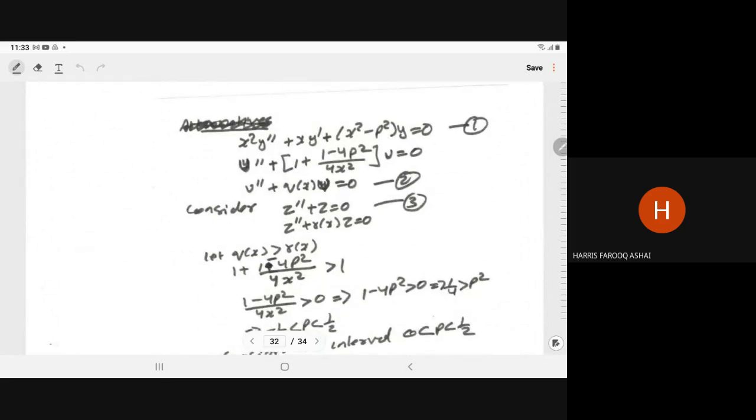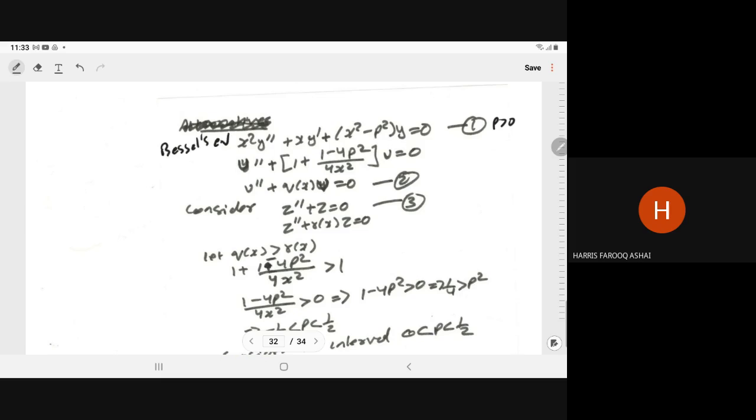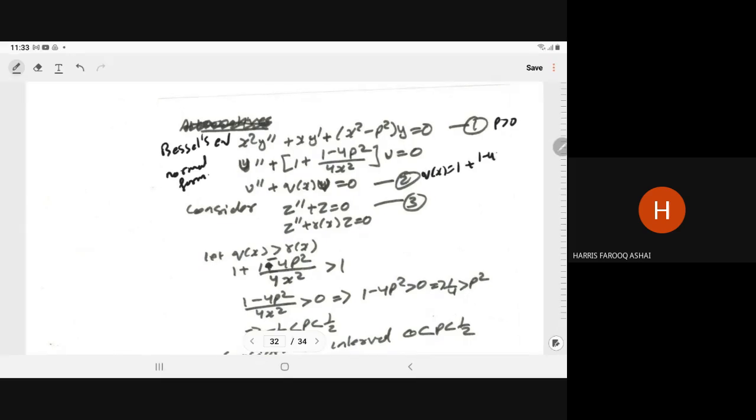We prove this by contradiction. Let us have the Bessel equation x squared y double dash plus x y dash plus (x squared minus p squared) y equal to 0, where p is greater than 0. This is Bessel's equation, and its normal form we have already derived, so I am not deriving it here. Its normal form is u double dash plus (1 minus 4p squared) upon 4x squared times u equal to 0. We write it as u double dash plus q(x) u equal to 0, where q(x) is equal to 1 plus (1 minus 4p squared) upon 4x squared.